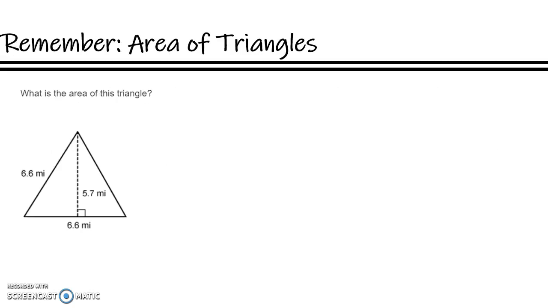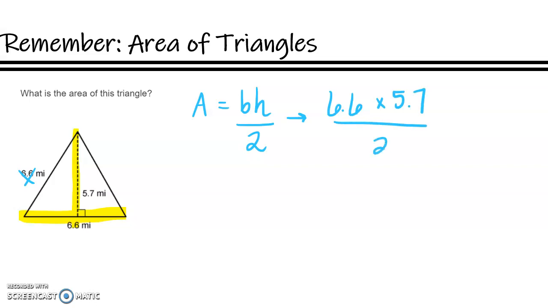So to review, I want us to remember how we find the area of a triangle from our last video. Remember that we have the base, and the height has to be a side length or a dimension that is going to create a perpendicular set of lines or 90-degree angle. So for this one, it's going to be 5.7. They are trying to trick us and giving us this extra number. So we take the base, we multiply it by the height, and then divide by 2. So I have 6.6 times 5.7, and I'll divide by 2.